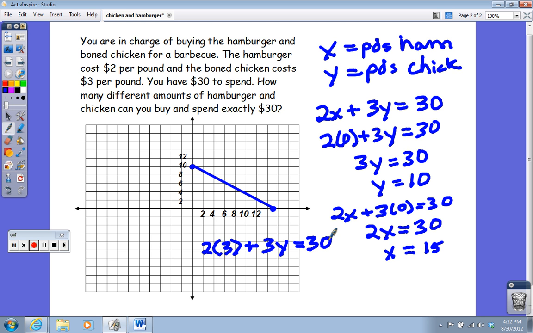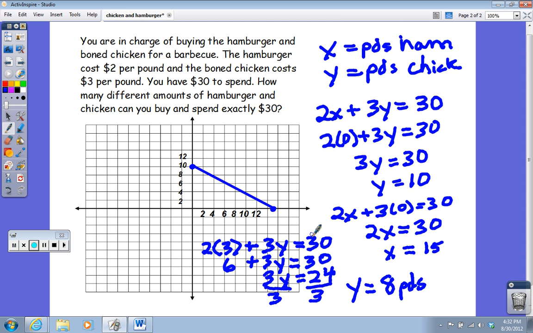So now we're just solving for chicken, which is the y variable. 2 times 3 is 6, plus 3y equals 30. Now the first thing I'm going to do is the opposite of adding, which is subtracting. I'm going to subtract 6 from both sides, and that gives me 24. And then I'm going to multiply by the inverse of 3, which is 1/3. That means I divide by 3. And it turns out, if I buy 3 pounds of hamburger, I can buy 8 pounds of chicken.